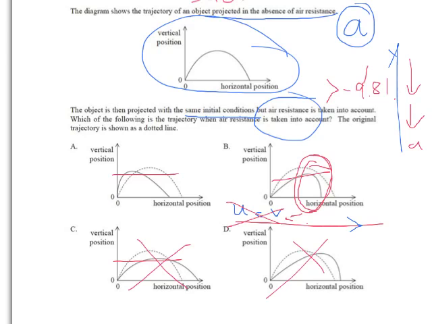Okay, so if we look at all the options, it looks like B is more plausible. So a reduction in height, a reduction in range. Let me rub that off, which is a bit of a mess. Okay, we have here a reduction in height and a reduction in range, and the loss of this kind of symmetrical picture, as the second part of the journey is much shorter than the first.